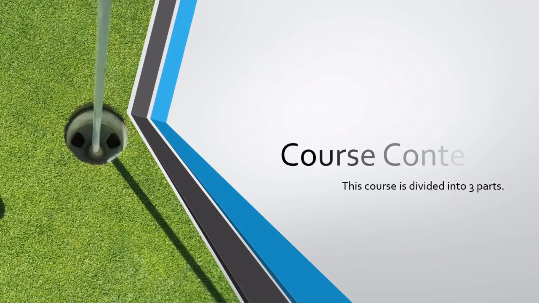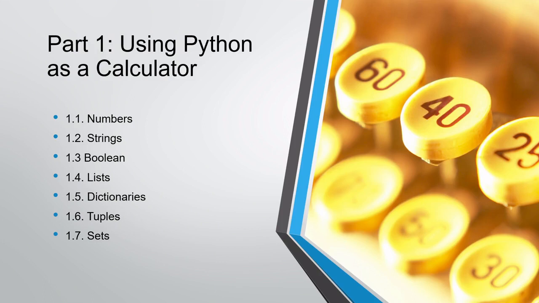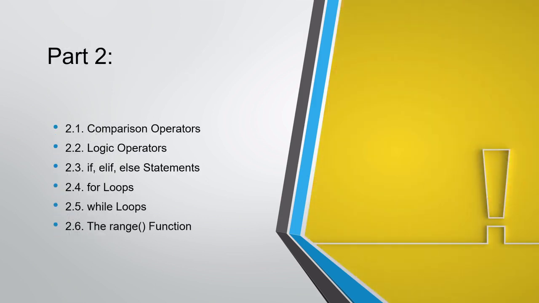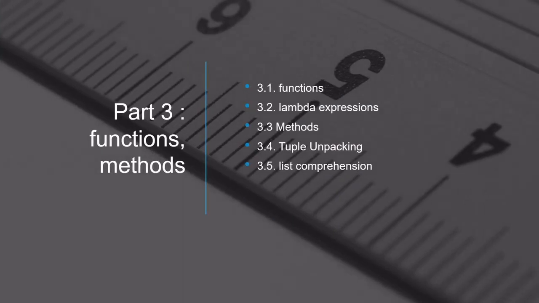This course has been divided into 3 parts. In the first part, we talk about very basic things: numbers, strings, booleans, lists, dictionaries, tuples, and sets. In part 2, we talk about comparison operators, logic operators, else if statements, for and while loops, and the range function. In the third and last part, we talk about functions, how to write a function, and how to use the various methods.